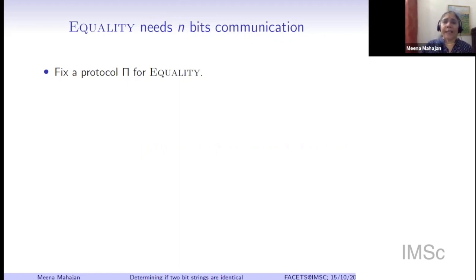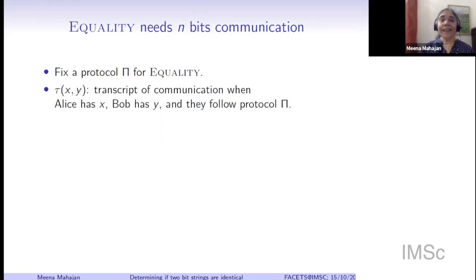I want to say that it needs n bits of communication, which means that for every protocol, I may not even know what protocols are yet to be designed, so I cannot use any information about what the protocol must be doing. My lower bound argument cannot say that you have this protocol, it must have sent this first bit of this type. I don't know. A protocol has been given to me from somewhere. So fix an arbitrary protocol pi about which we know nothing, except for the fact that it solves the problem equality. Now let's try and reason somehow about this completely unknown protocol.